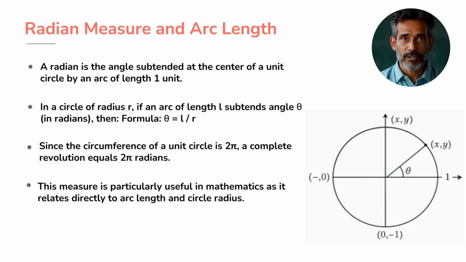For a circle of radius r, if an arc of length L subtends an angle theta in radians, we can use this simple formula: theta equals L divided by r. This means the angle is directly related to the arc length and radius of the circle. For a unit circle, the circumference is 2 pi. So, one complete revolution around the circle is equal to 2 pi radians, or 360 degrees. This concept is fundamental because radians provide a more direct link to geometry and calculus.